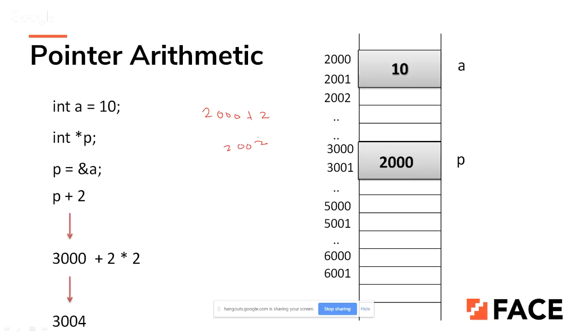So here p is pointing to the memory location 3000, plus 2 represents 2 into size of the particular data type. So what is the data type I have mentioned? Integer. Let's imagine the size of integer be 2 bytes. So it will be 2 into 2, which will be pointing to 3004. This is how pointer arithmetic works.